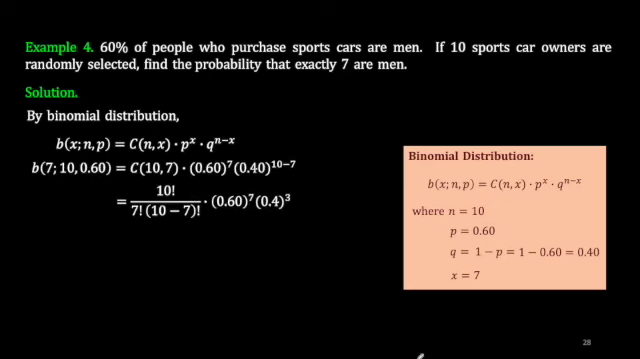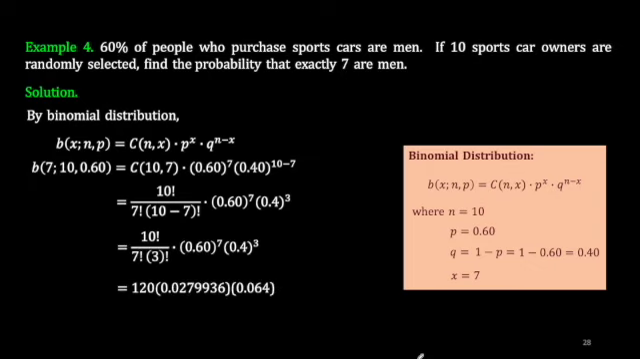Substitute those values. We have 10 taken 7 at a time times 0.60 raised to 7 times 0.40 raised to 10 minus 7, and that will be 120 times 0.02799936 times 0.064, and the final answer is 0.21499848, or approximately 21.5% ang kanyang probability.